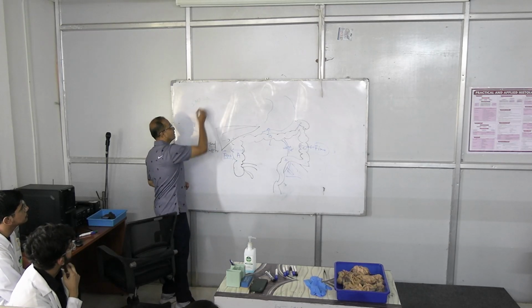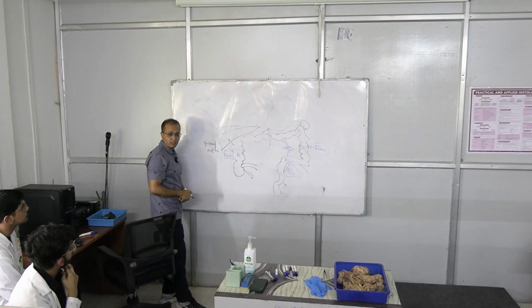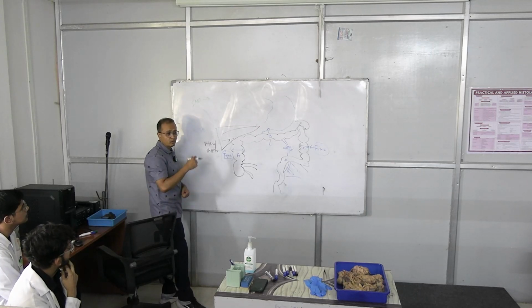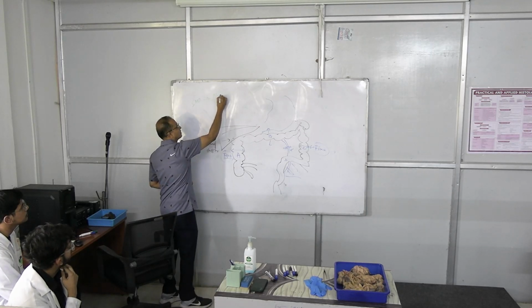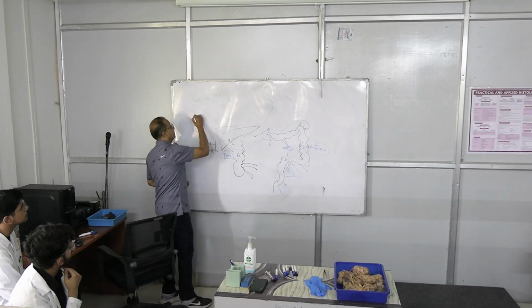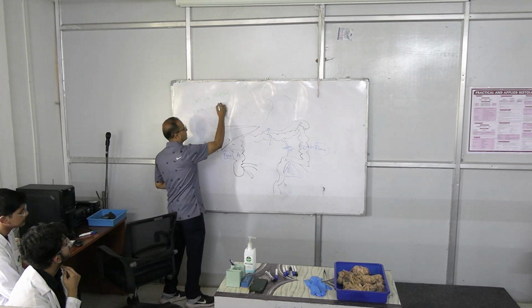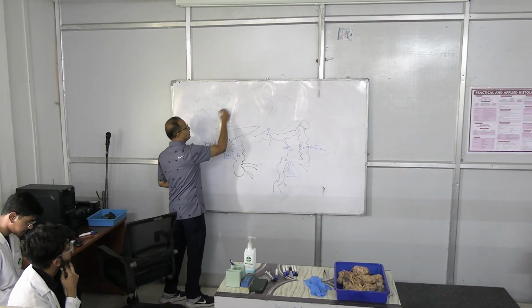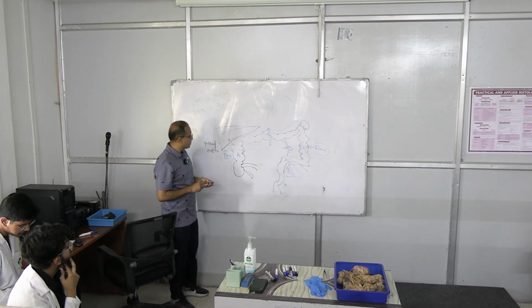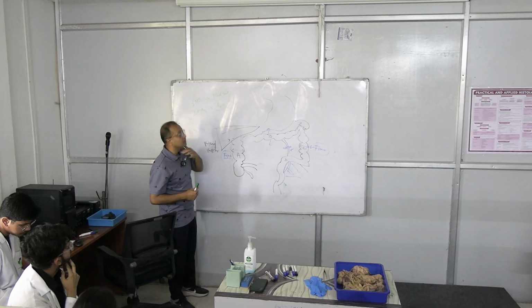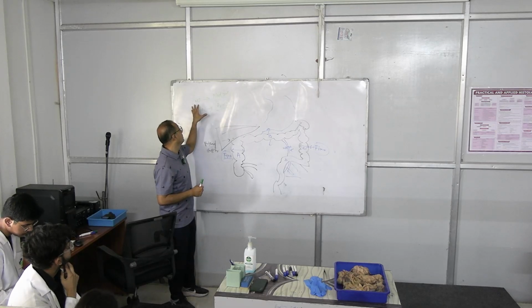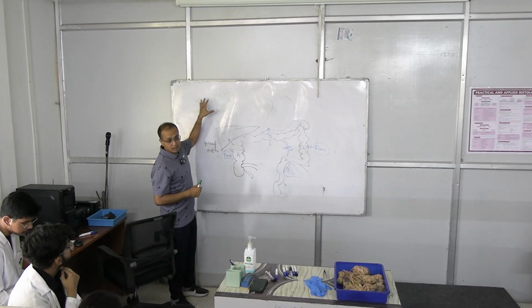SMA is going to supply, embryologically, which segment of this developing foregut tube? Gut tube? Midgut. And the inferior mesenteric artery is going to supply which part of the gut? Hindgut. So, midgut and hindgut are supplied accordingly by this particular segment. Now, the superior mesenteric artery supplies this particular midgut loop.